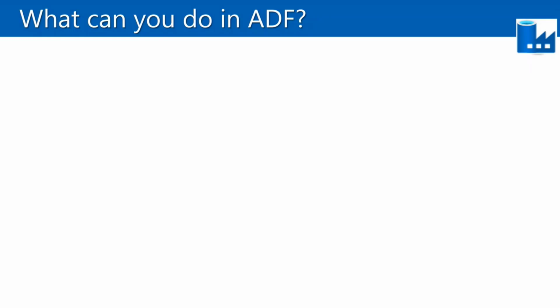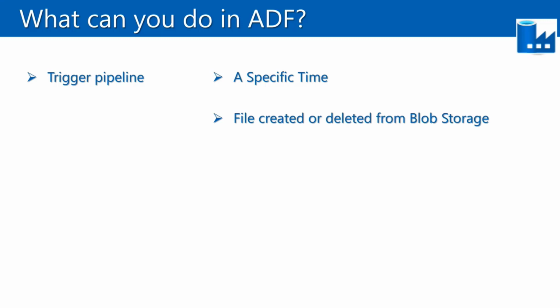And last but not least, it helps you to trigger your pipelines in various different ways. So you can trigger your pipelines manually, by triggering now, or you can trigger them based on specific times, or you can trigger your pipeline when a file is created or deleted in your blob storage. And if you're not finding any suitable triggers for your scenario, then you can use custom activities.